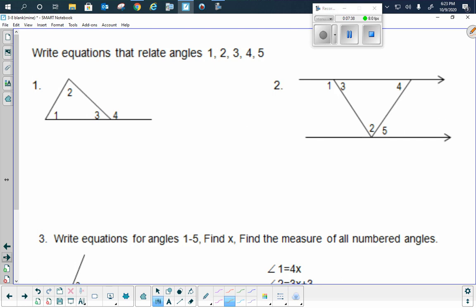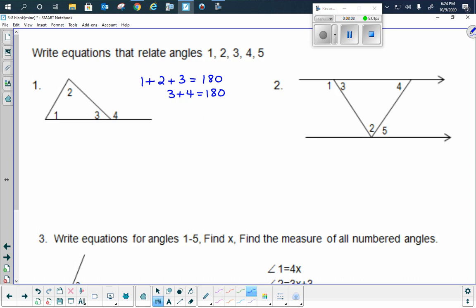So in problem 1, for example, we know angle 1 plus angle 2 plus angle 3 equals 180 because they're in a triangle. And likewise, we're supposed to know that 3 plus 4 equals 180. So this is back to coming up with all the equations you possibly can, guys, so that you have some way to start. Those first two are old stuff.